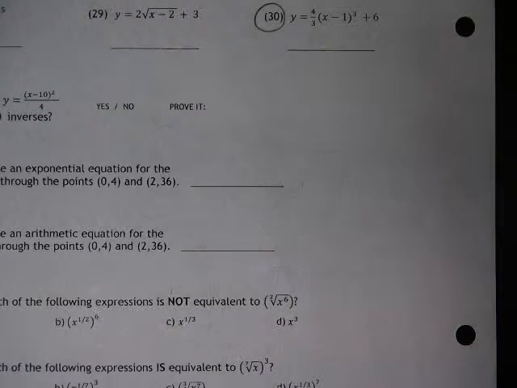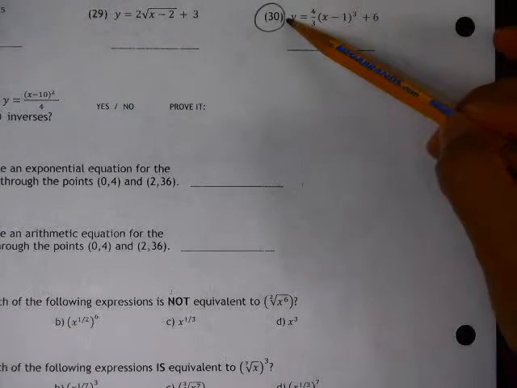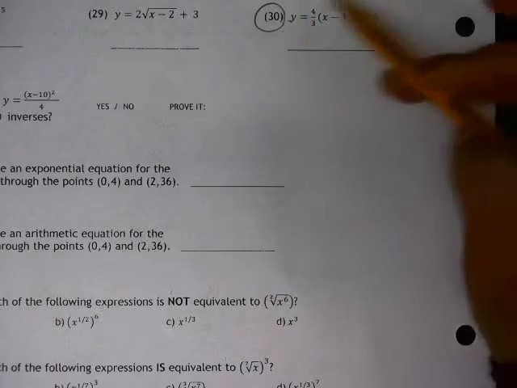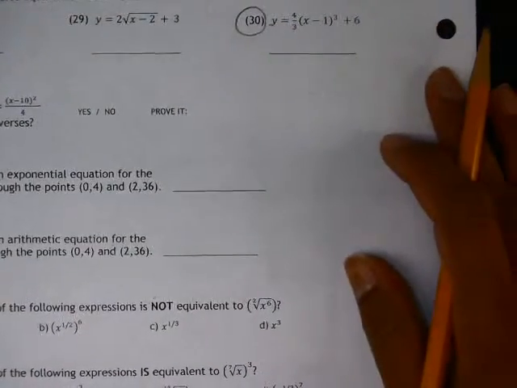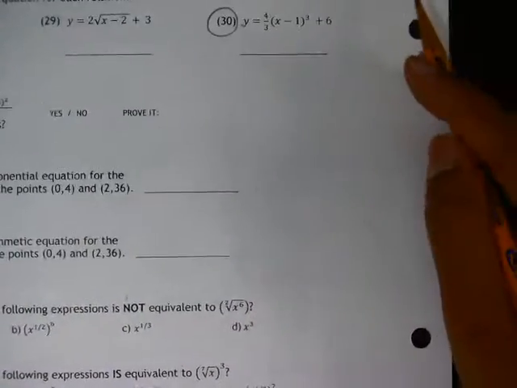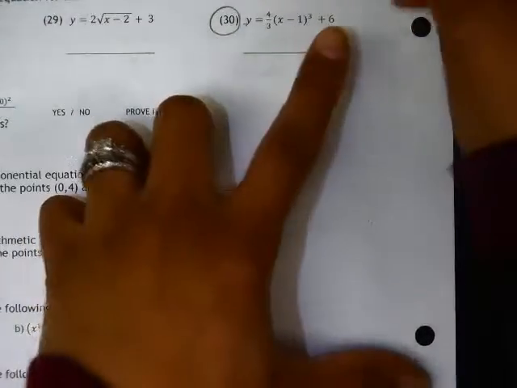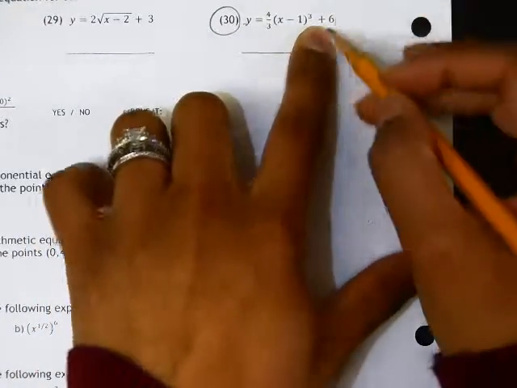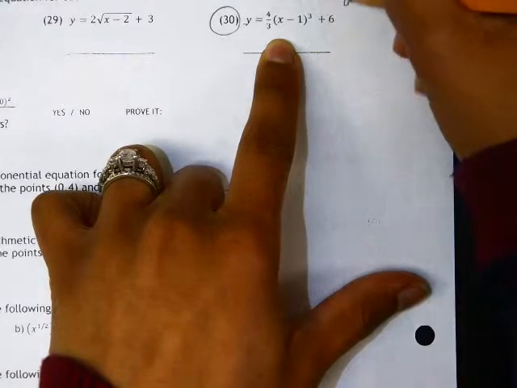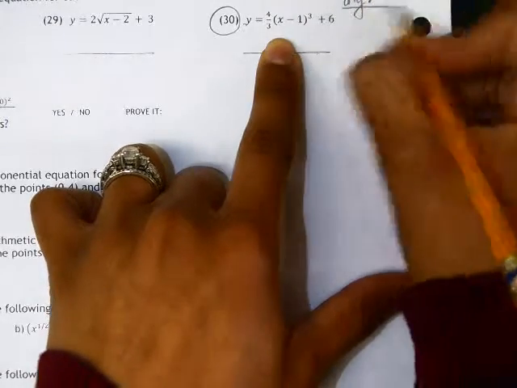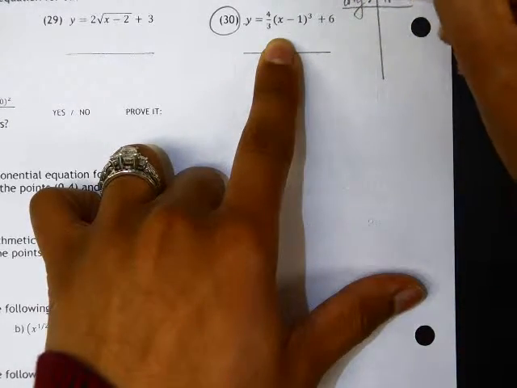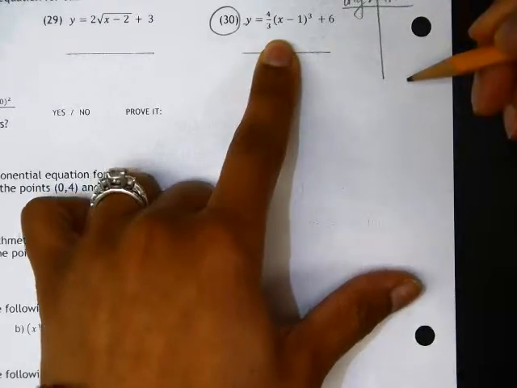This is worksheet 19.3, and we're going to do number 30, which is to find the inverse of this equation. One way of finding the inverse is to make a list of the steps that are being followed in the original equation. So I'm going to make a list of the original steps, and then we're going to be able to create a list of steps in the inverse equation.